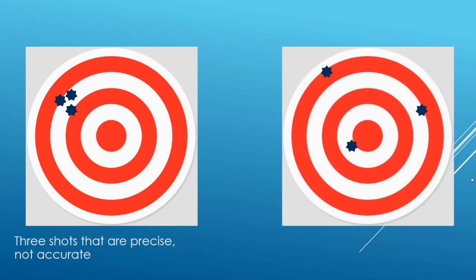So what about this last target? None of the shots hit the bullseye, so we would not be able to say that they are accurate. And none of the shots are near each other either, so we would also not say that they are precise. So in this situation, the shots are not accurate and they are not precise.